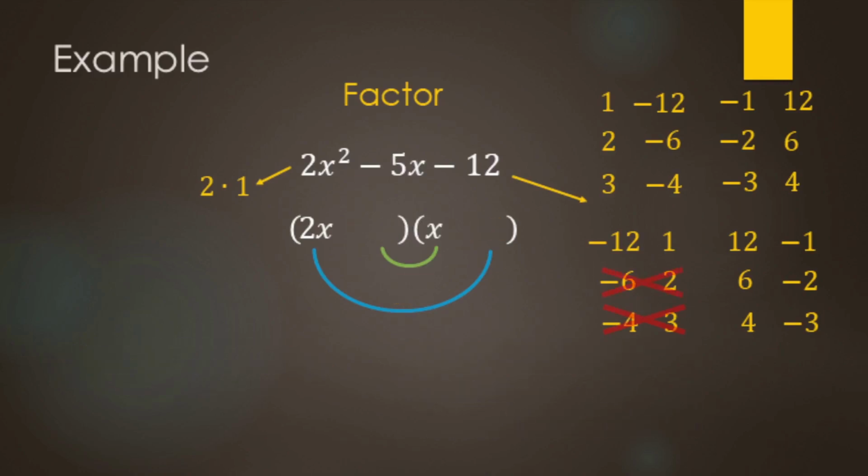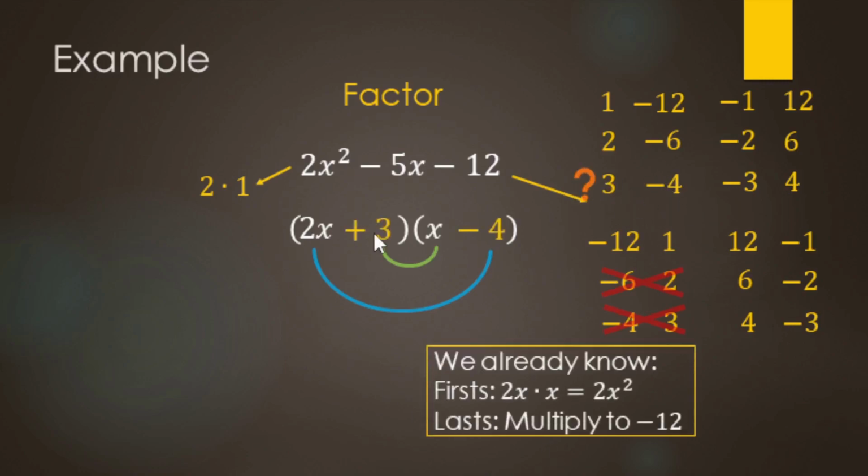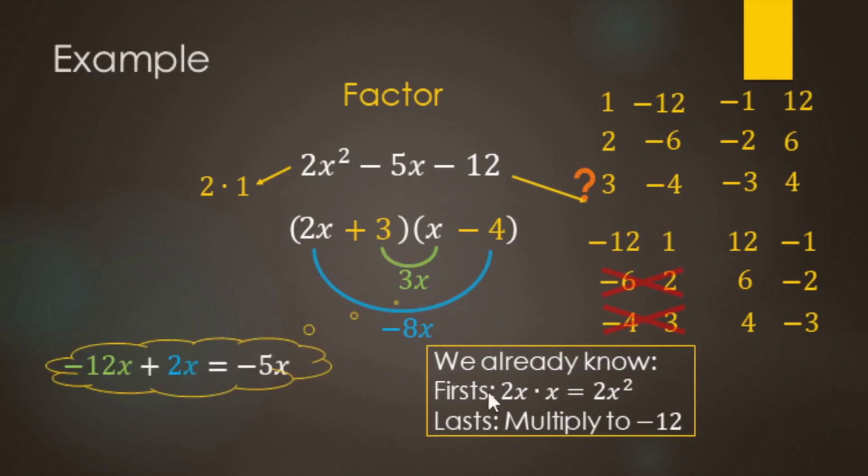Now, with these ones here, with your guesses, rarely is it the pairs that have a 1 in them. So we're going to skip that one, and we're just going to go to this one right here, 3, negative 4. So here we go. 2x plus 3, x minus 4, checking the outers and the inners because we know the first and last are good. 2x times negative 4, that's negative 8x. 3 times x, that is a 3x. Oh, guess what? Negative 8x and 3x added up does make negative 5x. So there's our answer there. There's the factors.